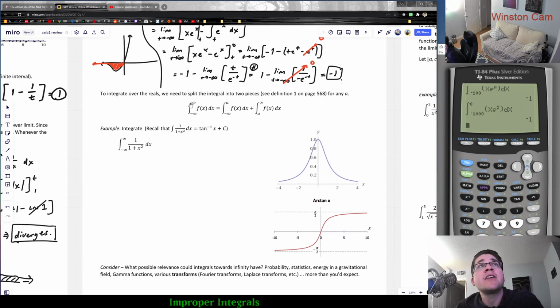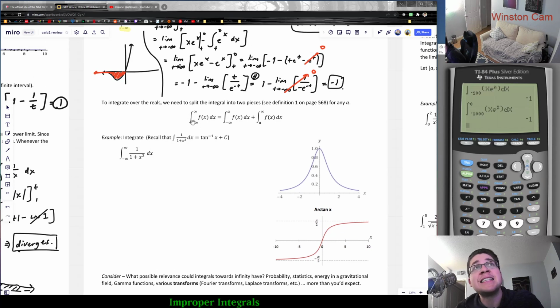And actually integrating across all the reals. So say we wanted to know what is the integral from minus infinity to infinity of a function, or literally the area under the entire curve, assuming it is continuous on the reals. Well, basically you would need to split it into two parts, because in terms of taking the limit, technically you could think about, what if I took the limit as t approaches infinity from minus t to t of the function.